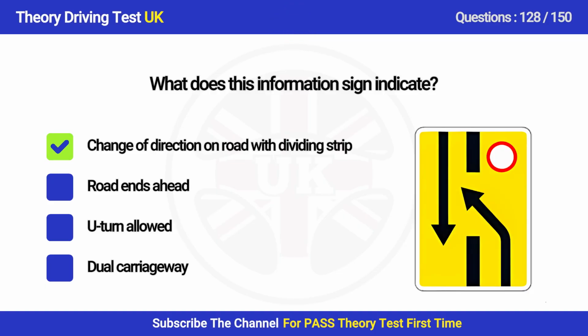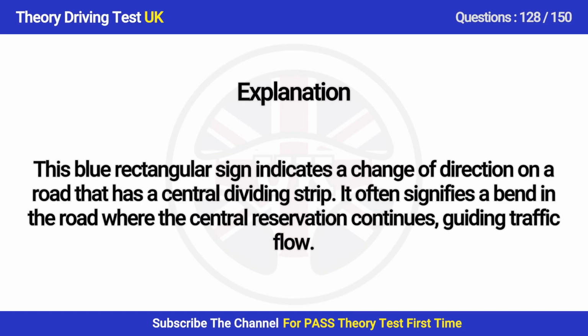Answer is A. Change of direction on road with dividing strip. This blue rectangular sign indicates a change of direction on a road that has a central dividing strip. It often marks a bend in the road where the central reservation continues, guiding traffic flow.